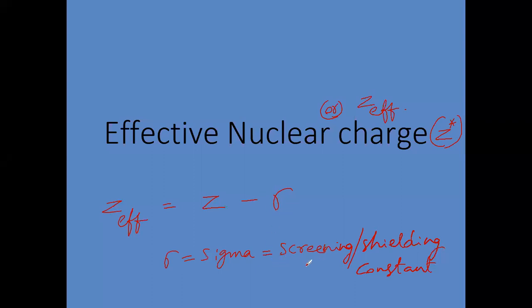So to calculate this screening constant, we use Slater's rule. Which rules will be followed here? Slater's rules. So Slater's rules are followed to calculate this sigma value. What is sigma called here? Screening constant.